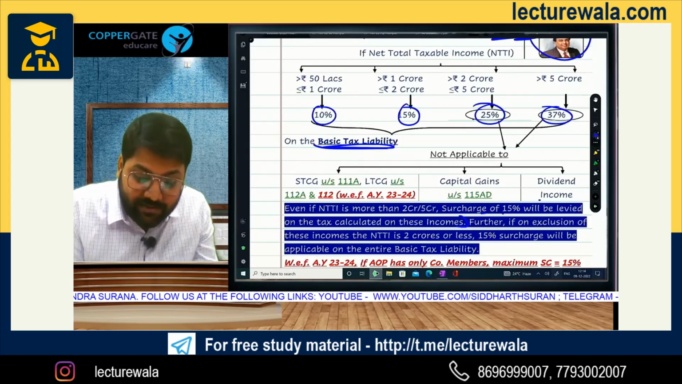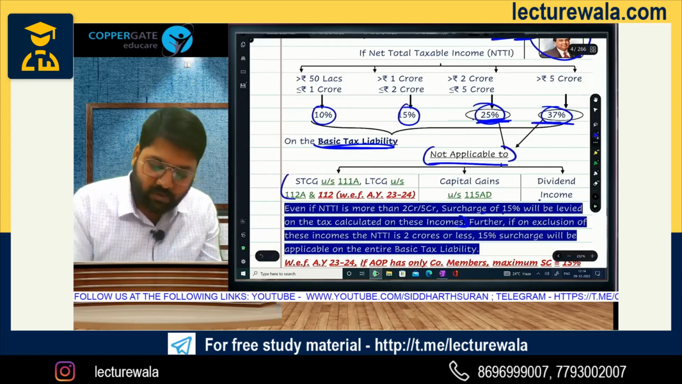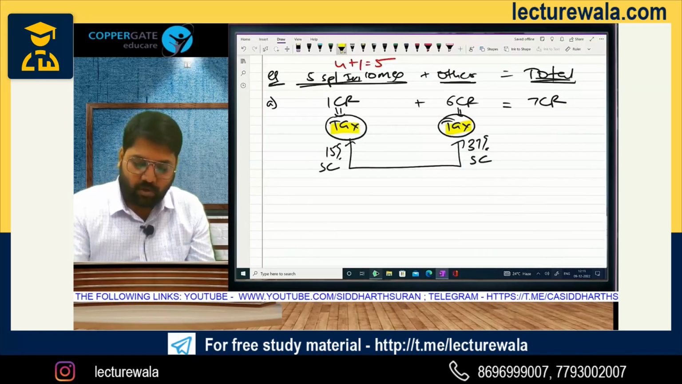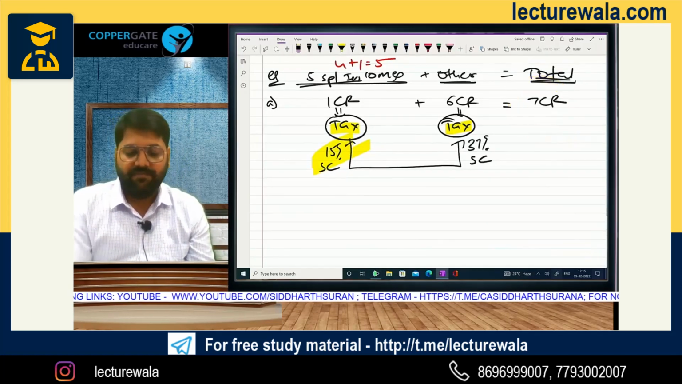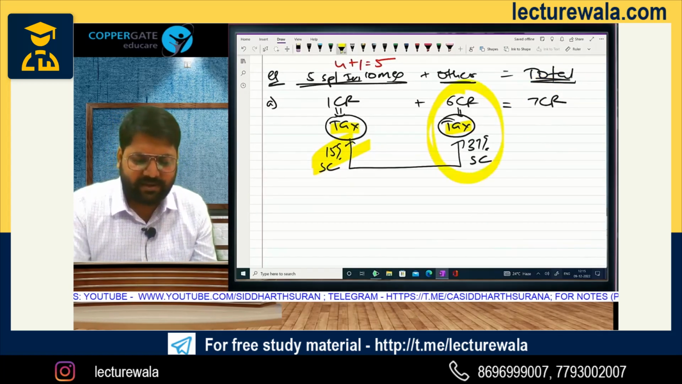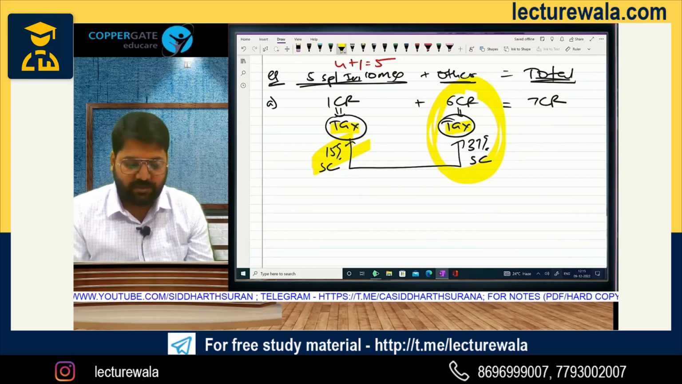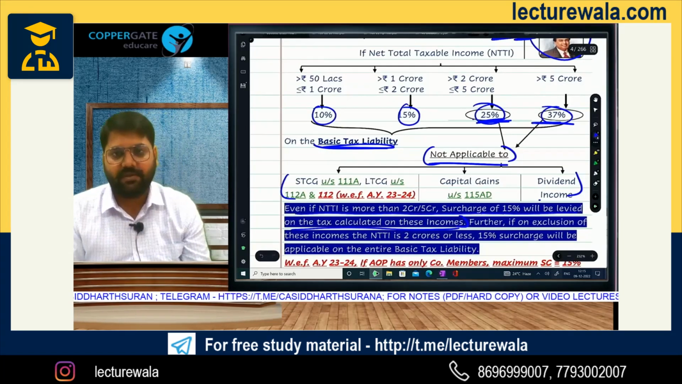Having said that, these 2 surcharge rates are not applicable to the tax on these incomes. So whatever be your total income, here we will apply 15%. We can apply 25 and 37 only to this other income. That's the first paragraph till here. Even if NTTI is more than 5 crore, surcharge of 15% will be levied on these incomes.